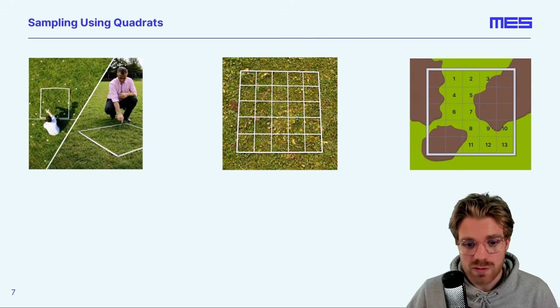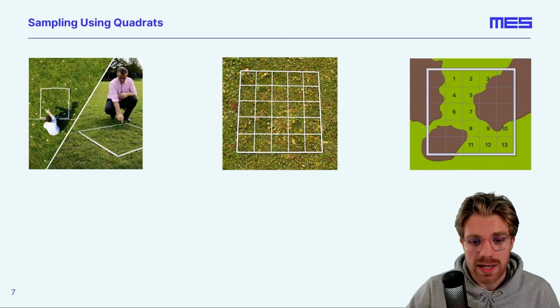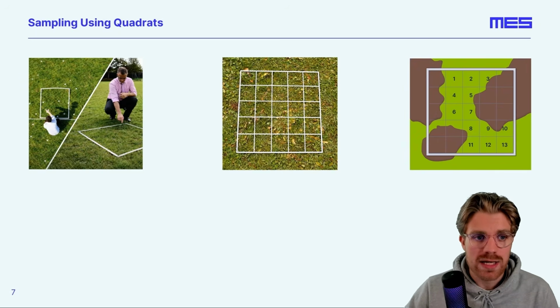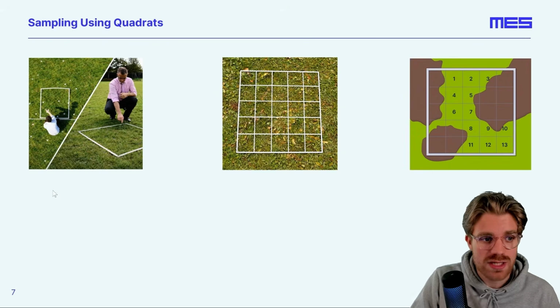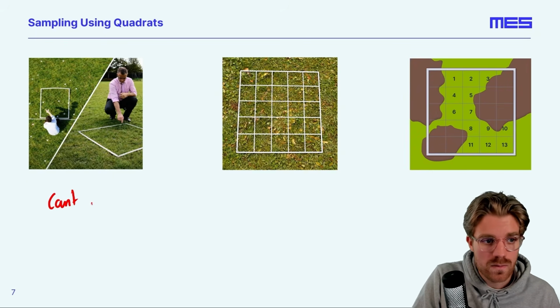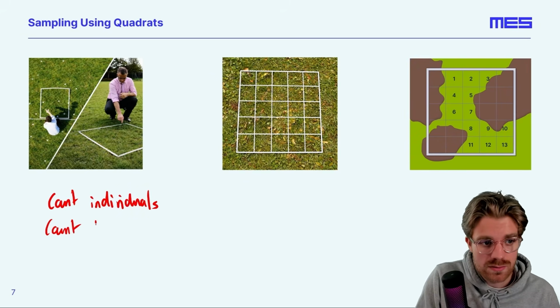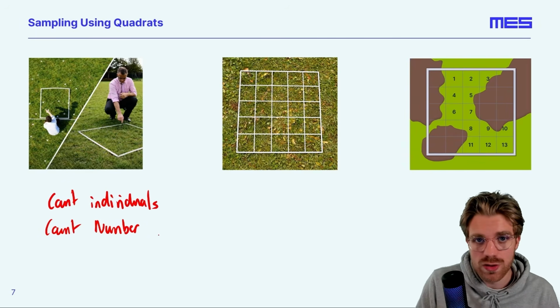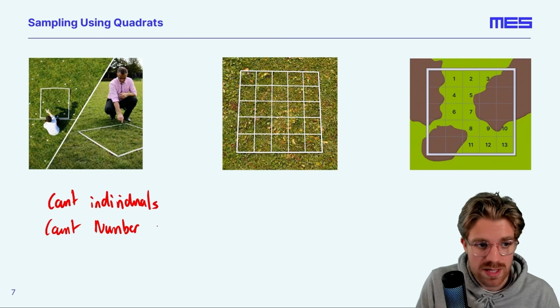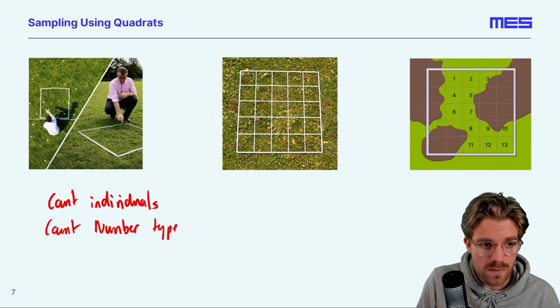There are two types of quadrats. We might use an open quadrat like the image on the left, or we might use a grid quadrat like on the right. And when we are looking at the quadrat, we might count the number of individuals to determine the population. We might also count the number of different types of individuals, so the number of types of flowers or the number of which species is present.